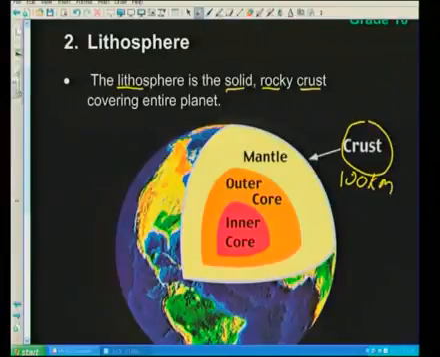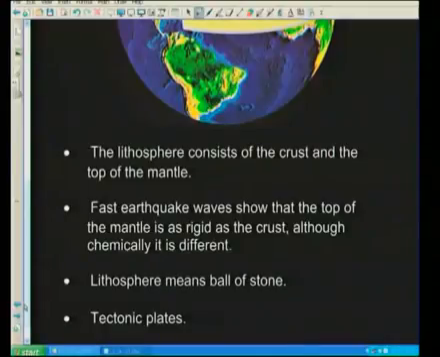Now, just under that crust, we have a mantle. The difference between the crust and the mantle just lies in the chemical composition of these two layers. But the crust is the important part. That crust part is where we have earthquakes. The fast earthquake waves show that the top of the mantle is rigid, rigid like the crust, although, like I said, it's a bit different.